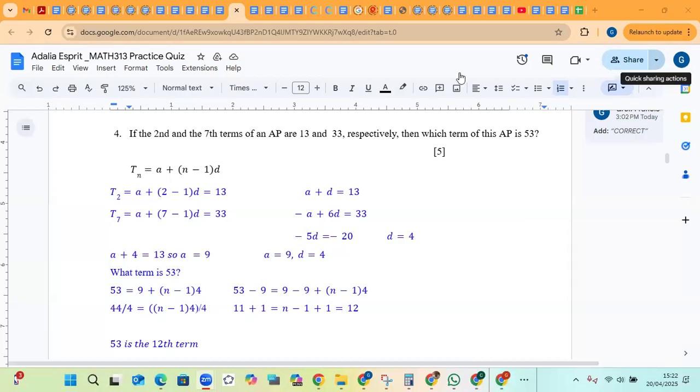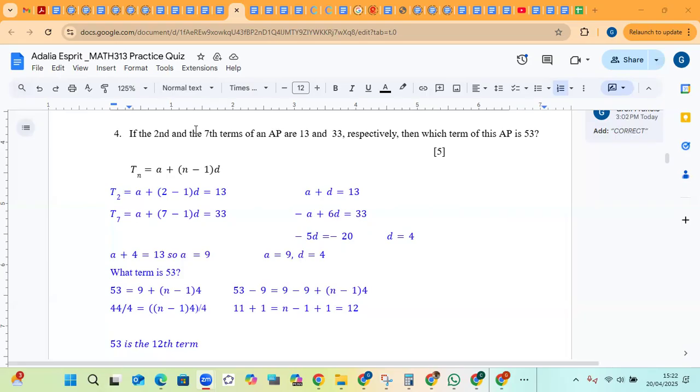In this recording, we are going to discuss number 4 in the Math 313 practice quiz. It reads, if the second and seventh terms of an AP, which is the abbreviation for arithmetic progression, are 13 and 33 respectively, then which term of this arithmetic progression is 53? So we are actually looking for a term that will give us 53 in such an arithmetic progression.